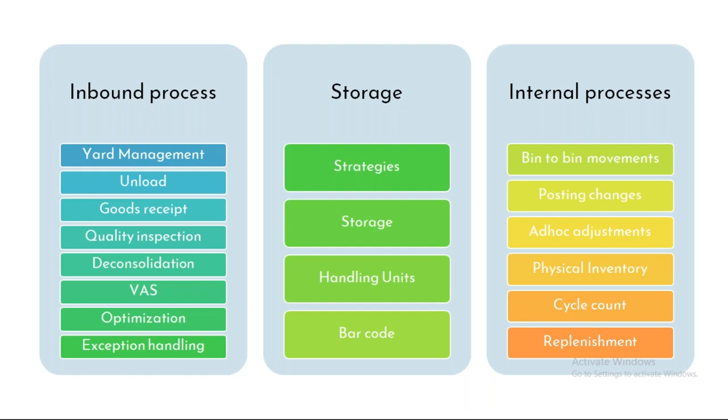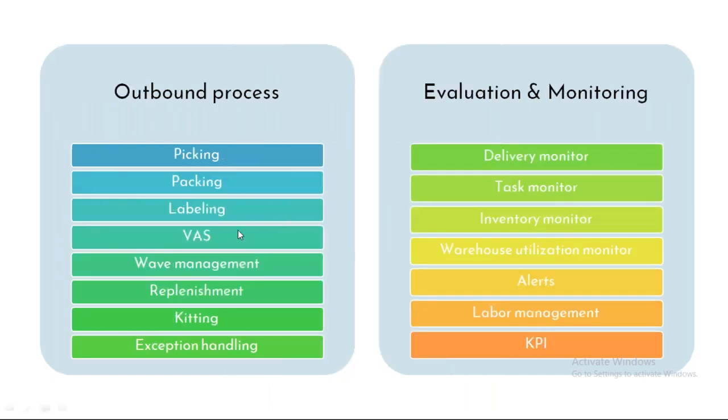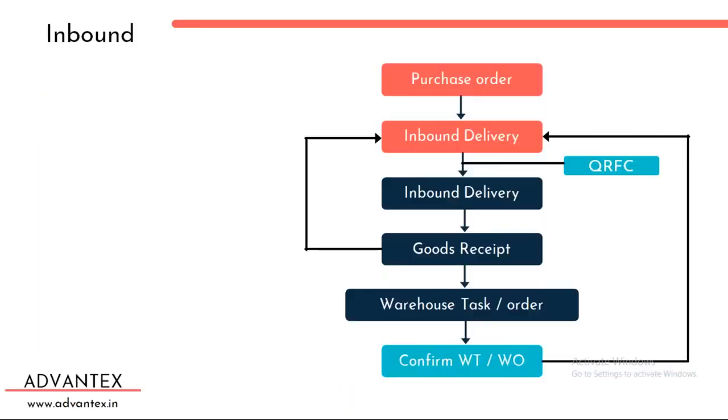Cycle count is another physical inventory process, so that we can also understand. We also have something related to replenishment, which we'll understand too. When it comes to outbound, we have different processes, and also in evaluation and monitoring, we have different processes. This is a high level of EWM, but let us understand how these processes will work.